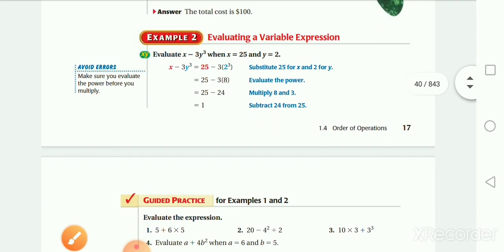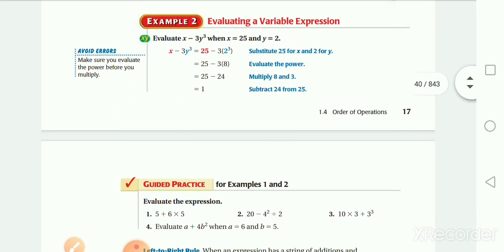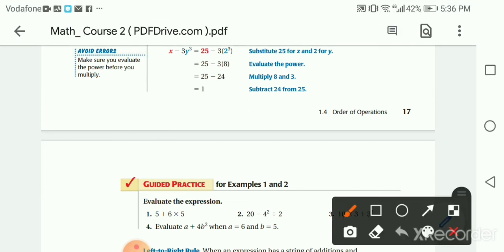Evaluating a variable expression, example 2. Evaluate x minus 3y to the third power when x equals 25 and y equals 2. Is this difficult? No, it's not difficult. We have steps we should follow. I have x minus 3y to the third power. What should I do first? First, substitute.